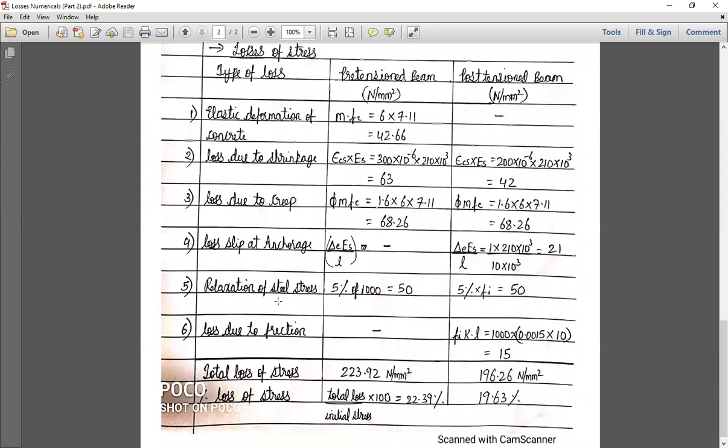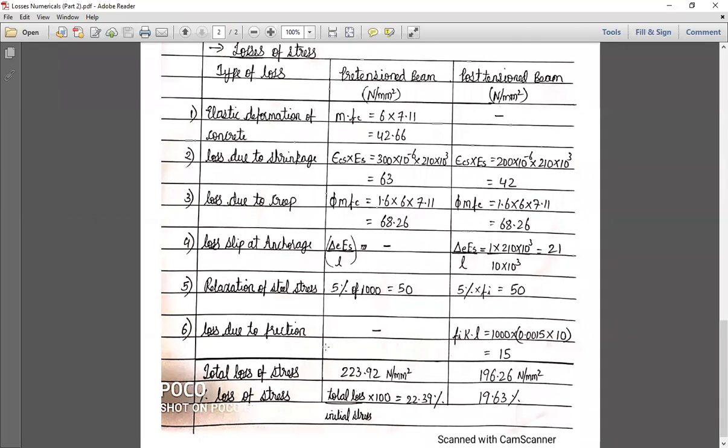So loss due to relaxation of steel stress, 5% of the initial stress. This is the same for both the cases. Now, loss due to friction, one more thing you have to remember: we will consider it only in post-tensioned beam and not in pre-tensioned beam. From this table you can clearly see that in pre-tensioned members, loss due to slip at the anchorage and loss due to friction are not considered, and in post-tensioned members, elastic deformation is not considered.